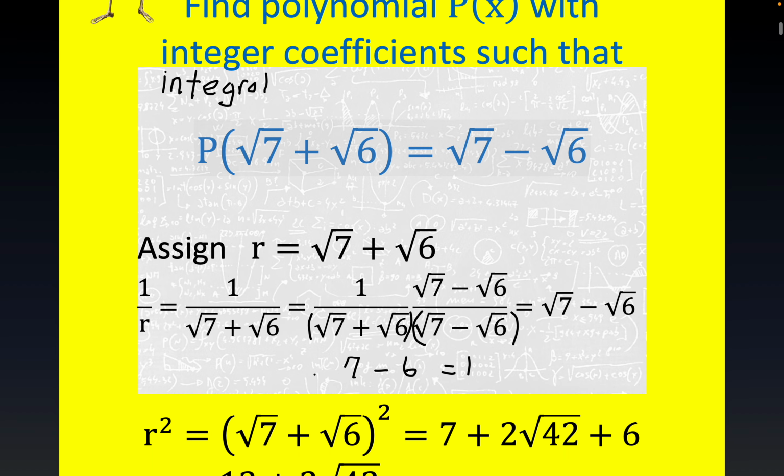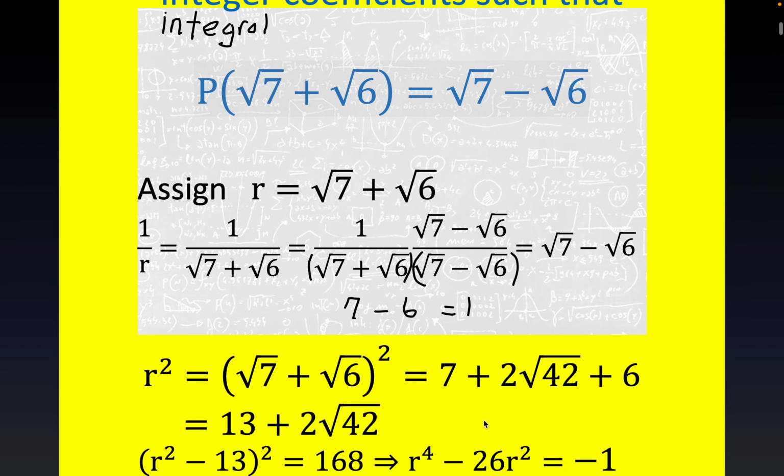Okay, now the natural thing to do here, and I think it's natural, this part I knew, go ahead and square your assignment for r, okay? And when you do that, you get all this. This is easy. This is just in the form a squared plus 2ab plus b squared. All right, folks? Okay. And so that gives 13 plus 2 root 42.